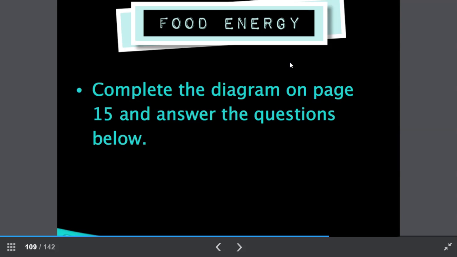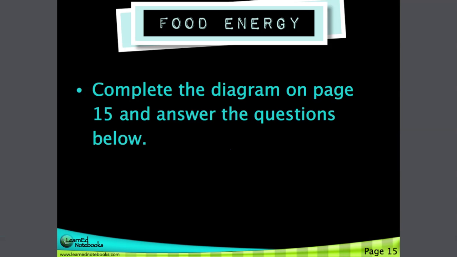So think about, what is food? You have already learned how important food energy is to living organisms. Use the diagram on page 15 to complete the area for lipids, carbohydrates, and proteins, and also any areas that they may overlap. Also, take a moment and answer the questions at the bottom of page 15.